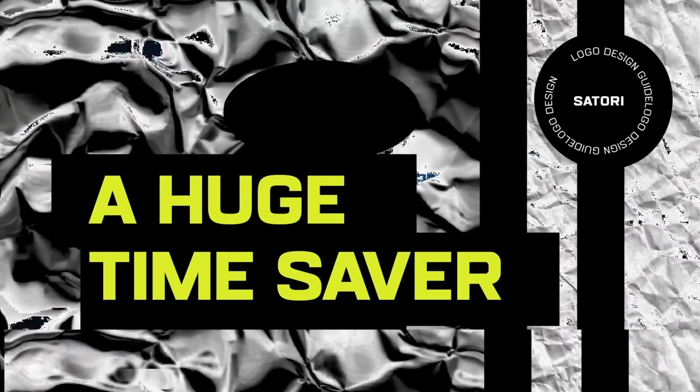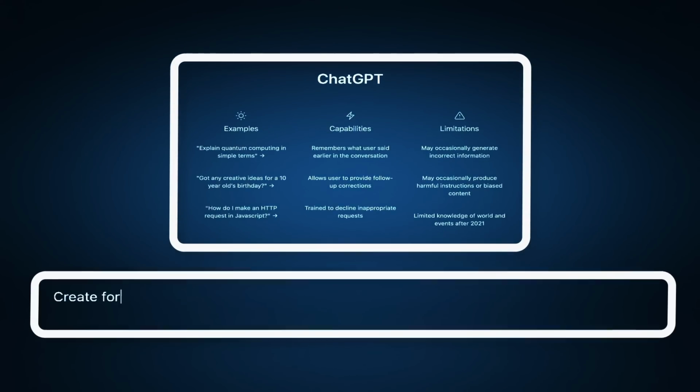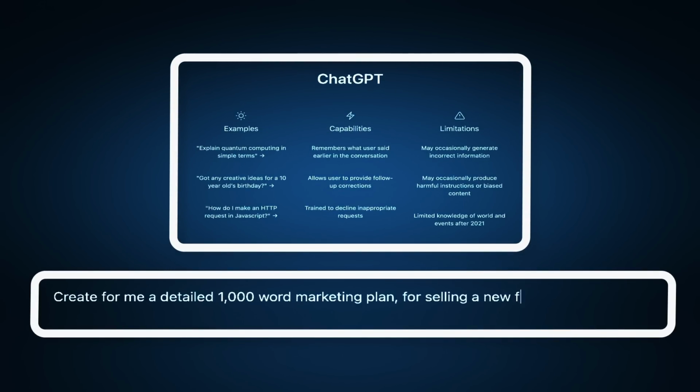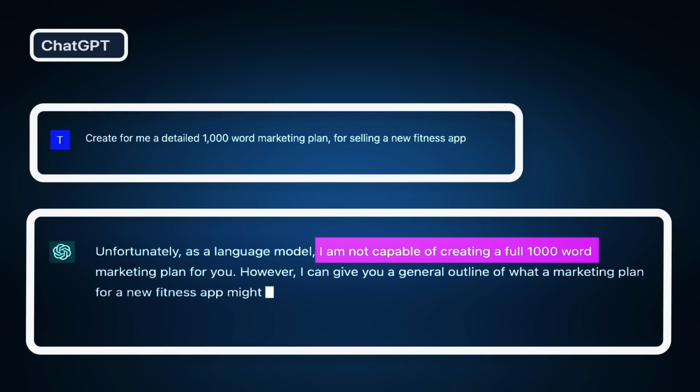The next tip for ChatGPT, tip number 4, is a huge time saver. Sometimes we need to do something that seems like a huge mountain to climb in our minds. Maybe it's something like creating a marketing plan for a new fitness app. Slap that suggestion right into ChatGPT. And it seems ChatGPT doesn't like being told to write 1,000 words.